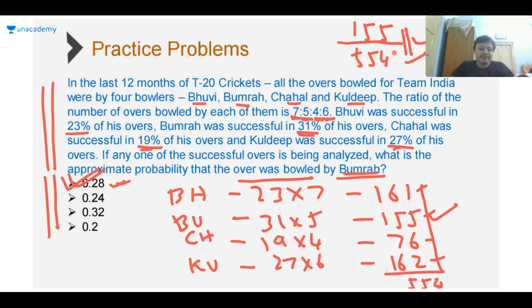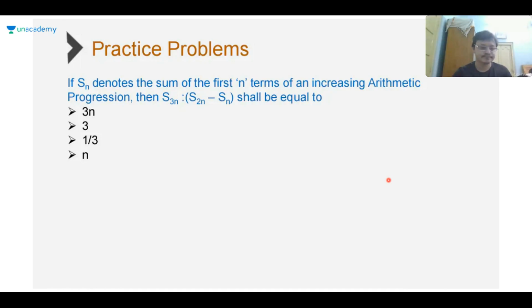Is this clear to everybody? How we got 0.28? Again, this approach will work in every such question on probability. Just take the weights, multiply them by the success rates, get the totals, add them up, that's the denominator. Get the favorable condition, that is Bumrah, as your numerator. Next question.